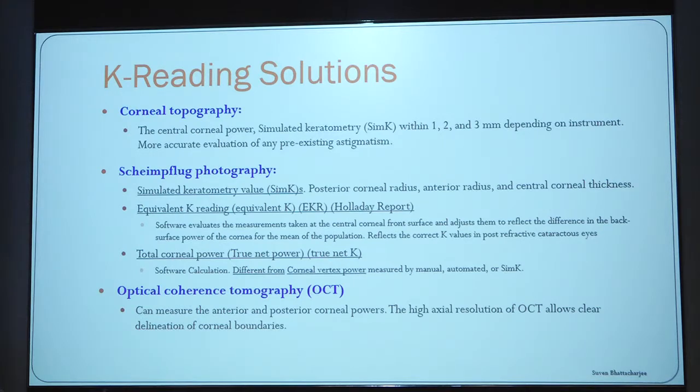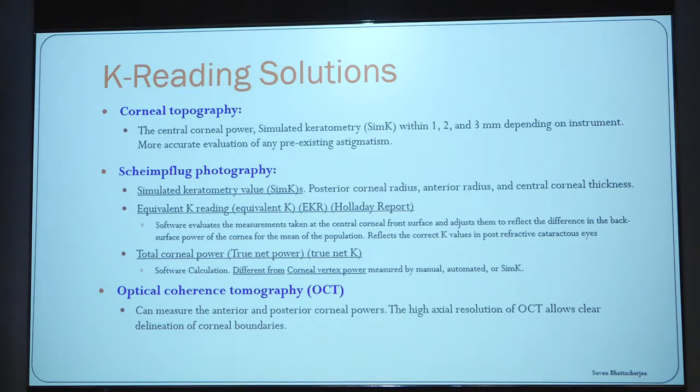Now for K reading solutions, over time corneal topography has been used, Scheimpflug photography has been used, and OCT has been used. Different machines have integrated it differently. There are terminologies which are very similar, and you must understand them. SimK is one, do not confuse it, measuring within the 1, 2, and 3 millimeter zones. Scheimpflug uses simulated keratometry, that's SimKs, and there's something called EKR, the equivalent K reading. We'll come to that a little later. Then there's total corneal power, or the true net K, or the true K. That's a software calculation, different from what the Zeiss IOLMaster 700 does, and we'll come to that later.